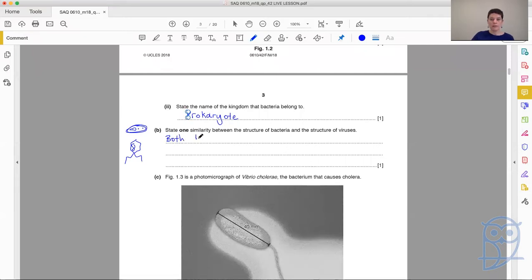So both bacteria and viruses contain genetic material.